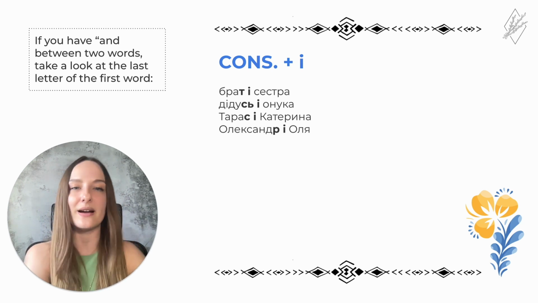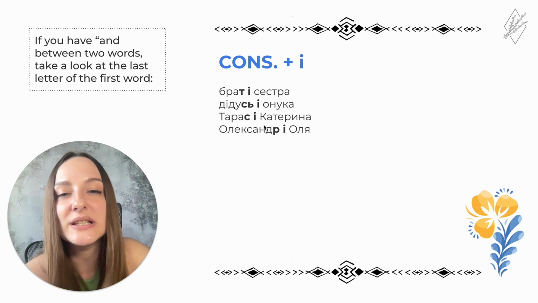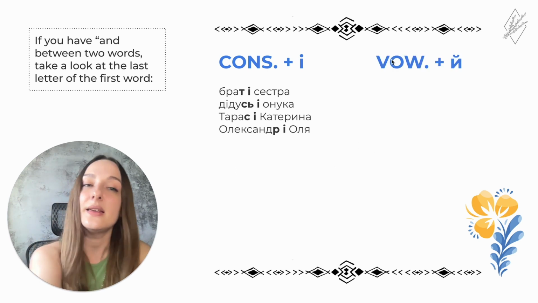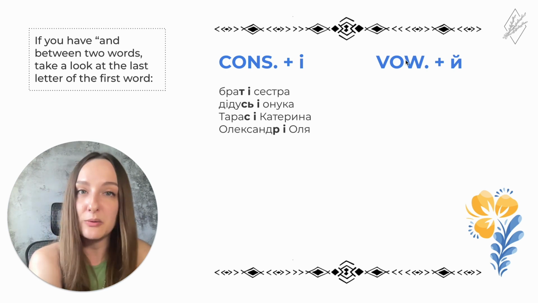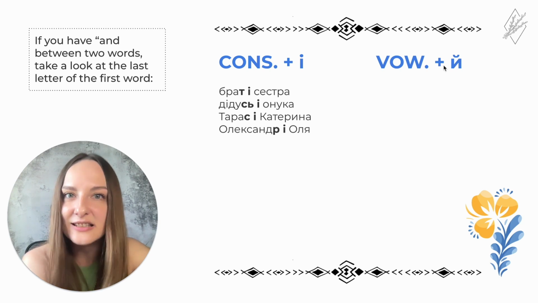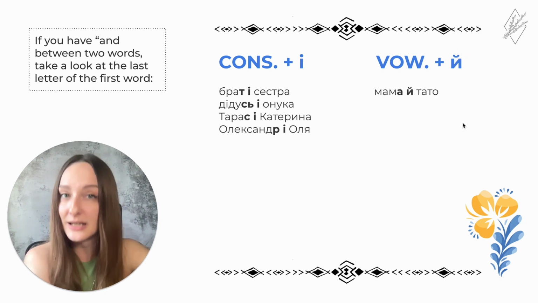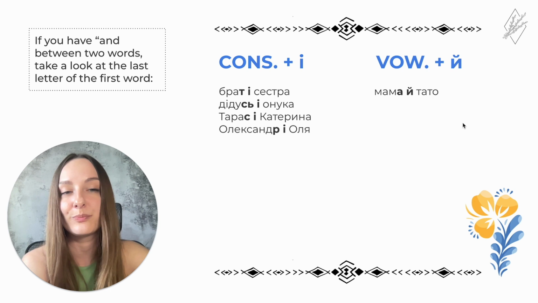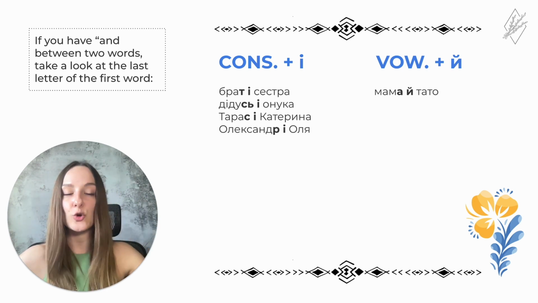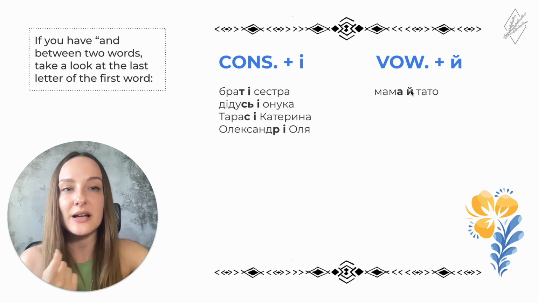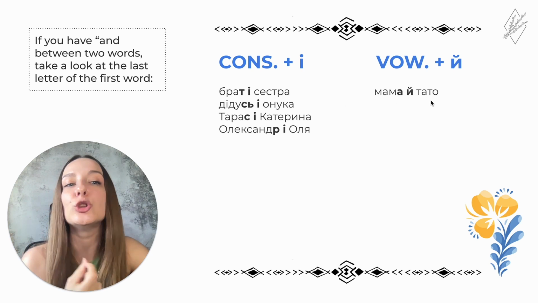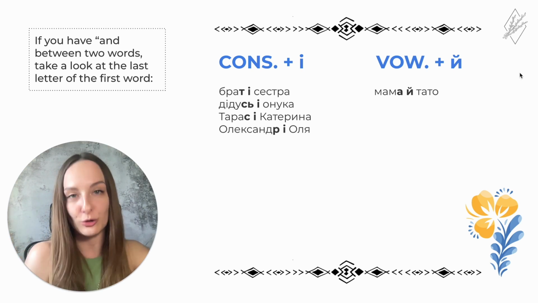So here, once again, we pay attention to the last letter of the first word. If it is not a consonant but a vowel, then we use the conjunction й, which is a consonant, because й in Ukrainian is a consonant. You need to remember it. So, мама і тато. Again, I say it almost like one word. So basically, I join this й to my vowel. Мама й тато.